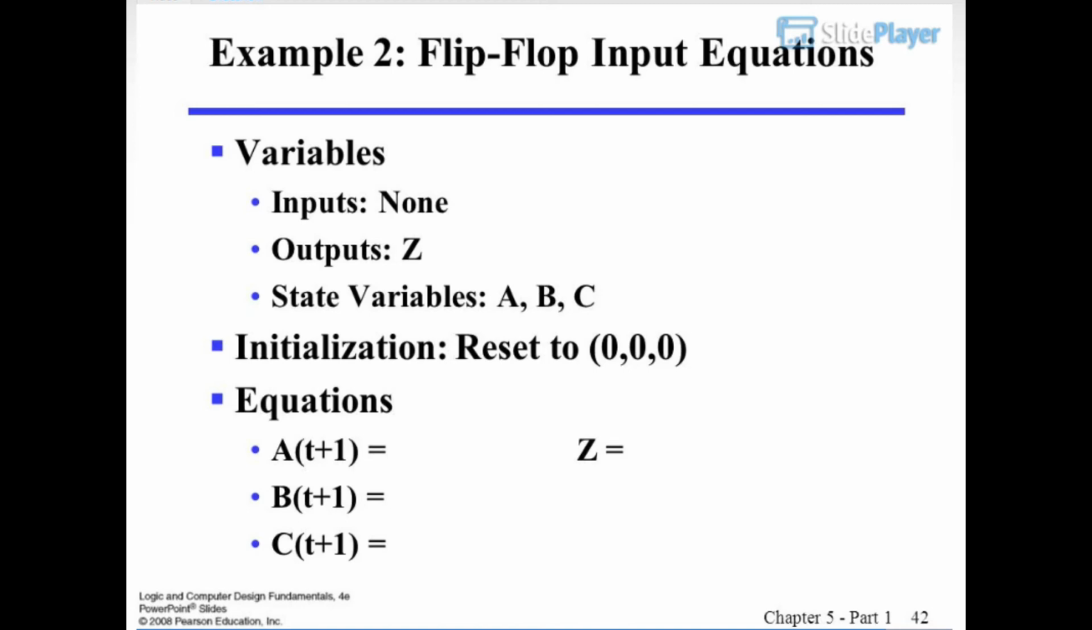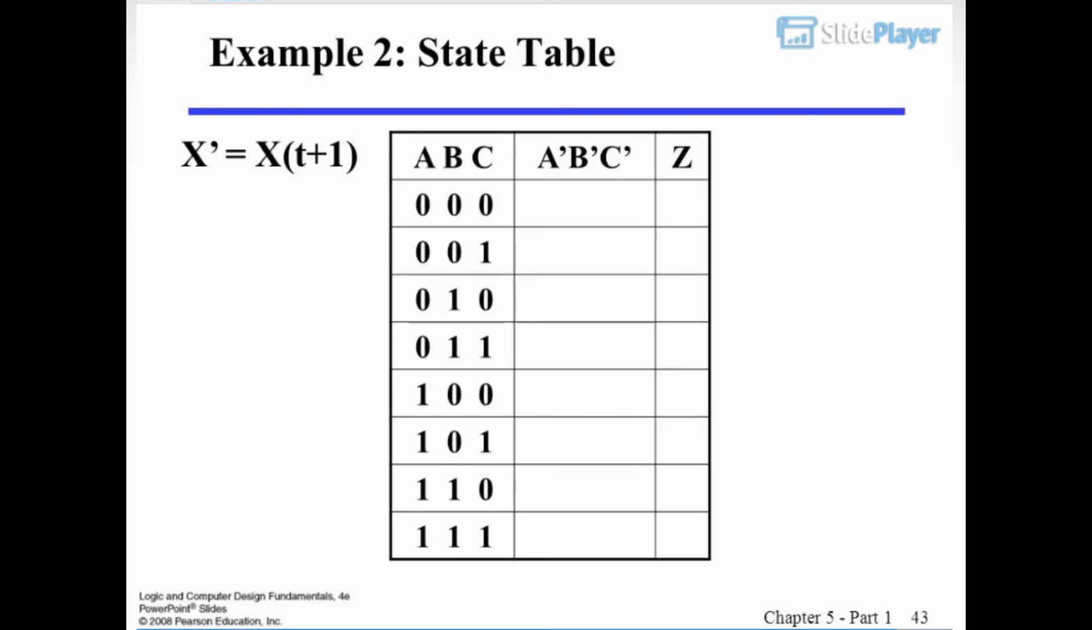Equations. A(t+1) equals bc, B(t+1) equals bc' plus b'c, C(t+1) equals a'c', and Z equals A. Example 2, state table, with columns for ABC, the next state A(t+1) B(t+1) C(t+1), and output Z.